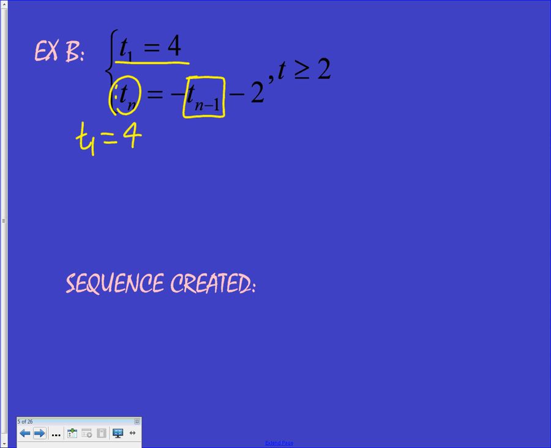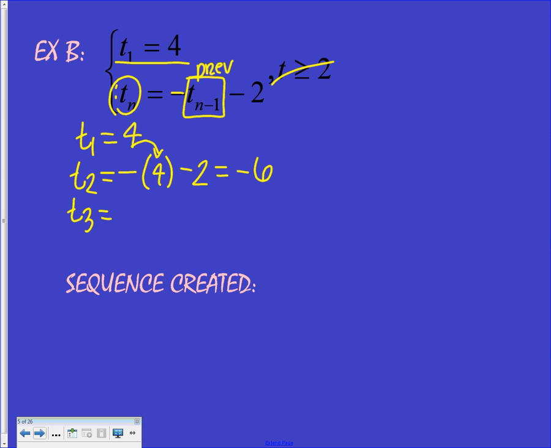And this whole thing, that t sub n minus 1, means my previous term or my answer. And then it says minus 2. And then t greater than or equal to 2, I'm going to ignore. So to find my second term, it says negative, my previous term. So that's my 4. My 4 drops down here, minus 2. So negative 4 minus 2 is negative 6.